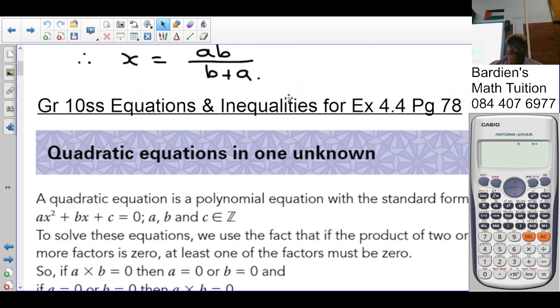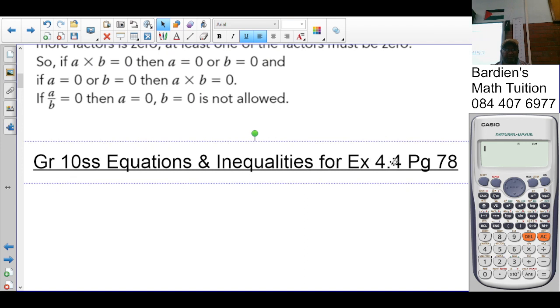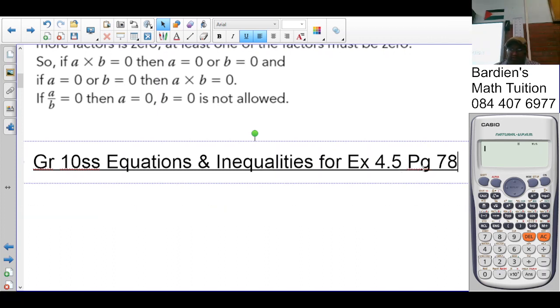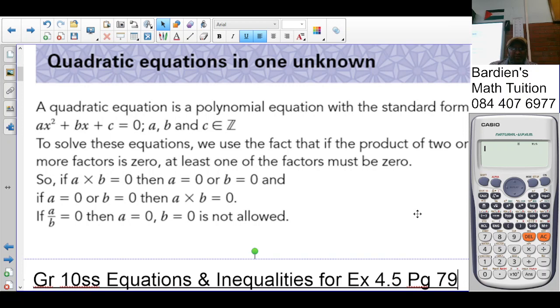Okay, this is exercise 4.5, and that is on page... Let me get the reference. Example on page 79. Okay, so we're looking at quadratic equations in one unknown.